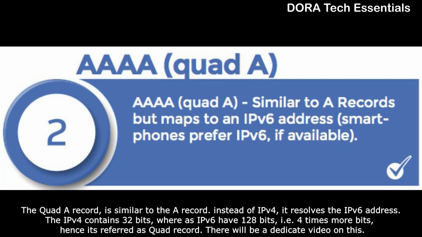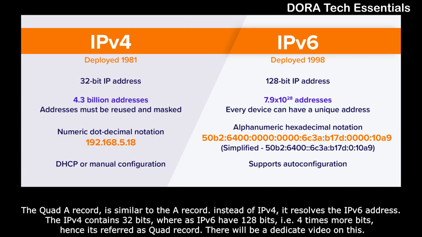The quad A record is similar to the A record. Instead of IPv4, it resolves the IPv6 address. The IPv4 contains 32 bits, whereas IPv6 has 128 bits, i.e. 4 times more bits, hence it's referred to as quad A record. There will be a dedicated video on this.